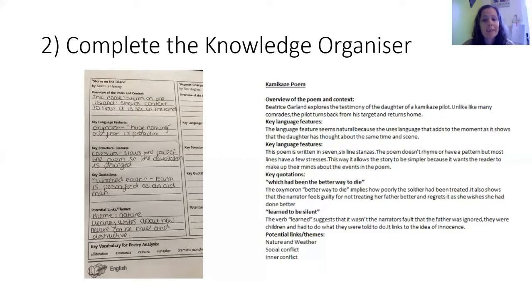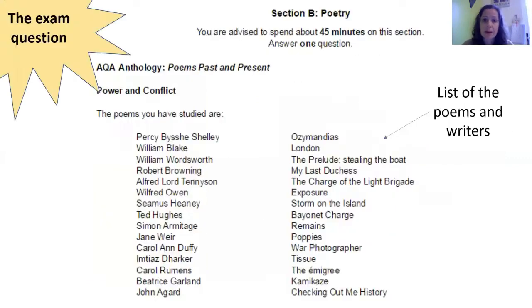So what we need to think about now is, where is all this working towards? What is the end result of learning these 15 poems? So in the exam, you will have 1 question on the poems, the Power and Conflict anthology, and it's a 45-minute essay question, just like your other literature questions.